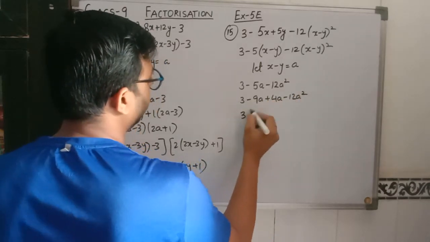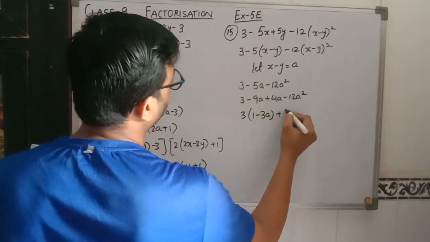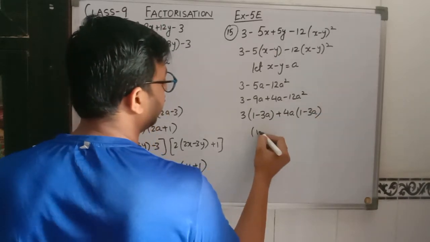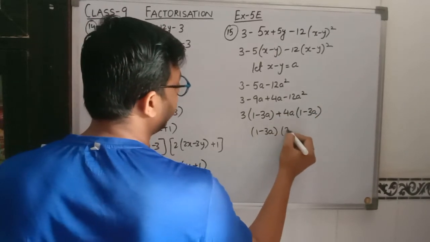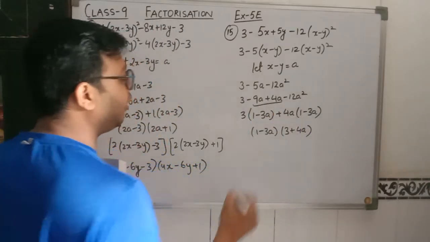In the first two terms, 3 can be taken as common, so 1 minus 3a. In the last two terms, 4a can be taken as common, so again 1 minus 3a. So 1 minus 3a in the first bracket, 3 plus 4a in the second bracket. Why are we writing 9 and 4?